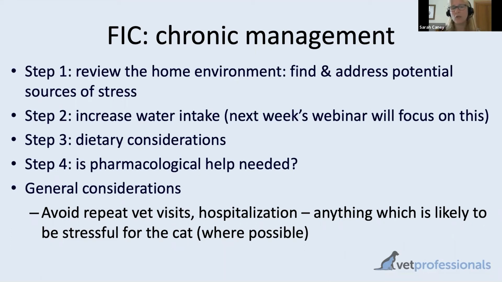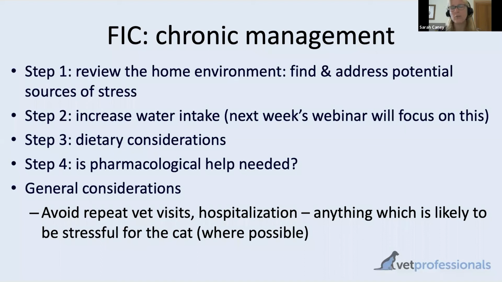Increasing water intake is also thought to be very helpful for managing this condition and many other urinary conditions. So that, in fact, is what we're going to talk about next week. I won't talk about that at all today. There are some dietary considerations which I'll briefly mention as well. And then for those cats where we still haven't really succeeded, there are some other medications that we can try.